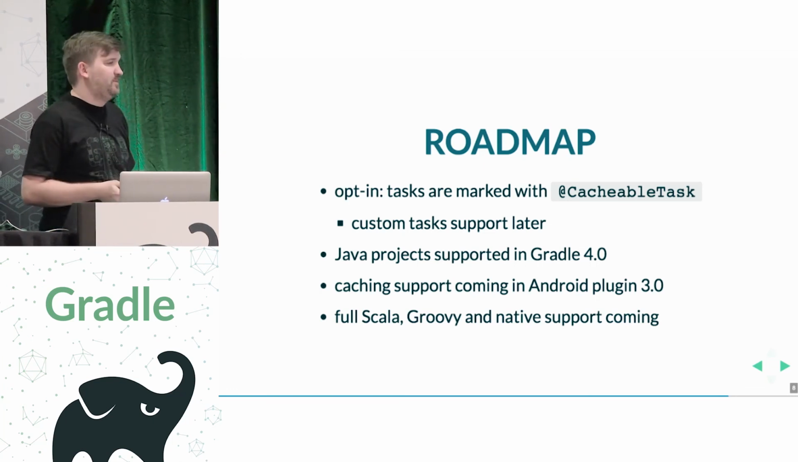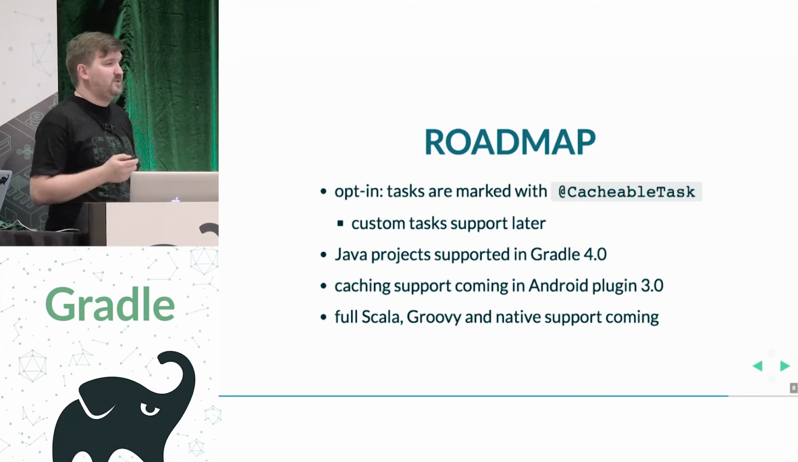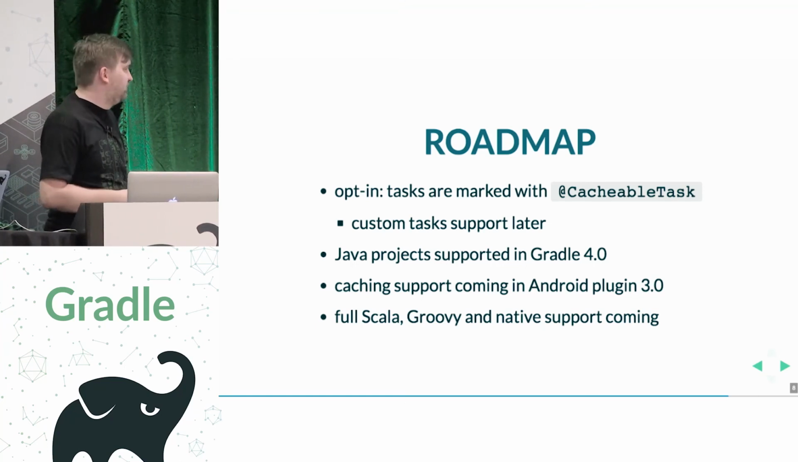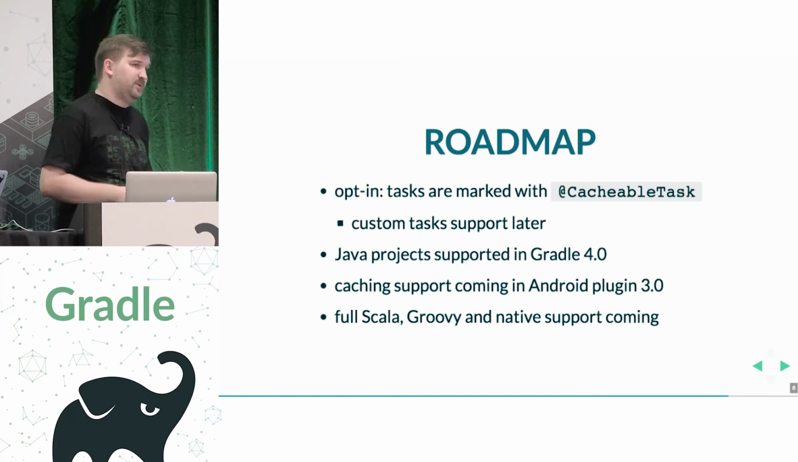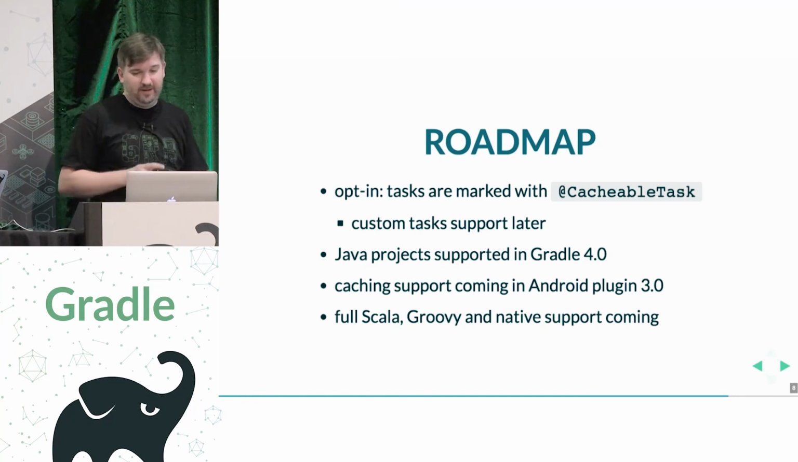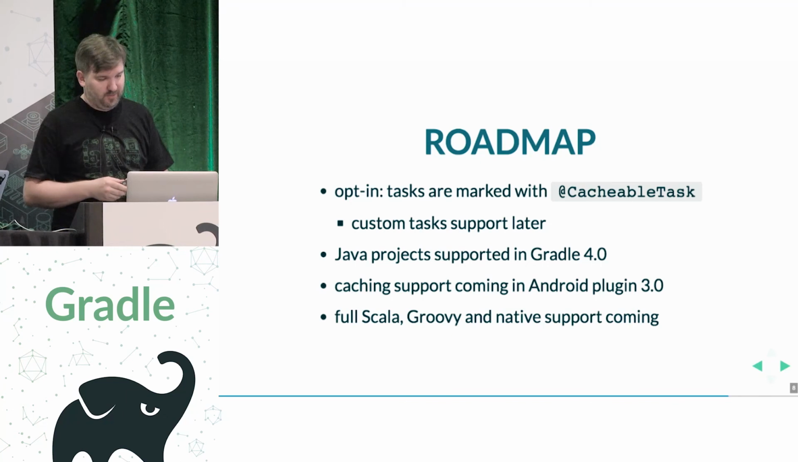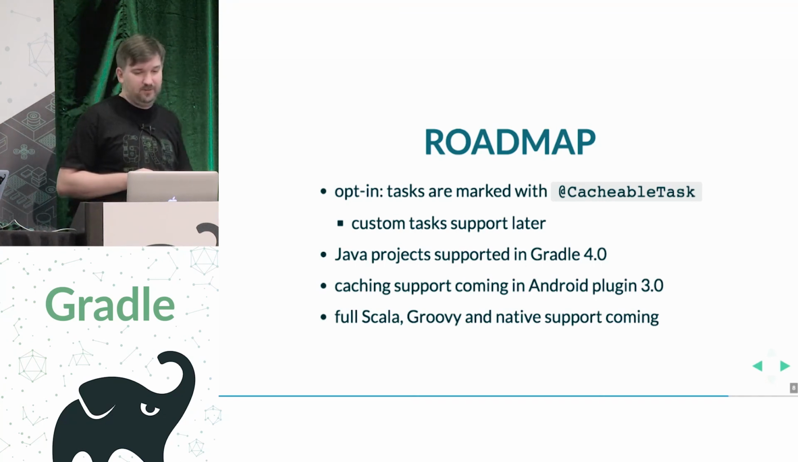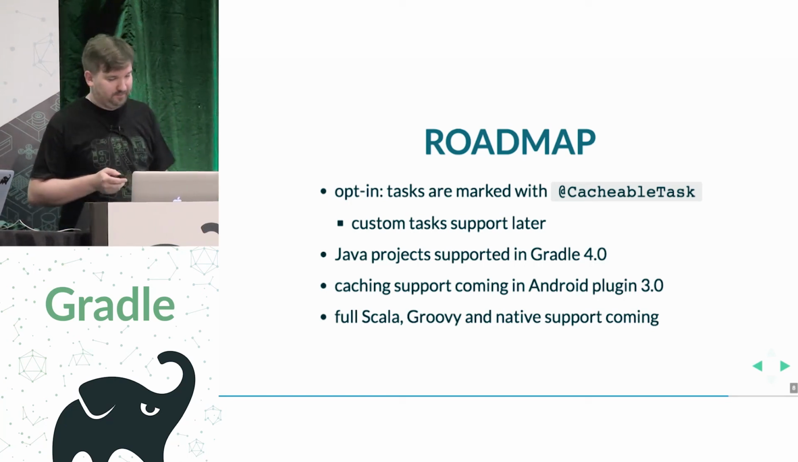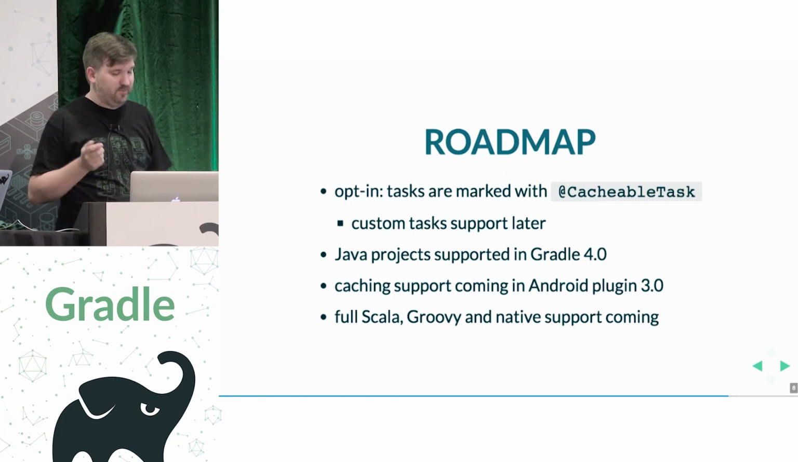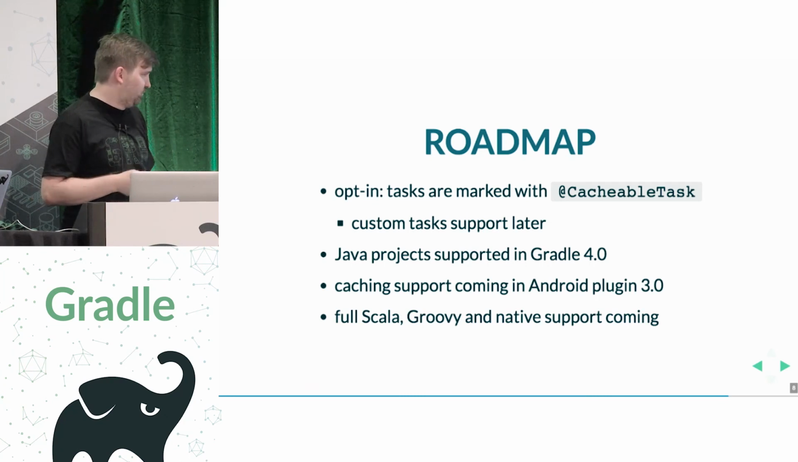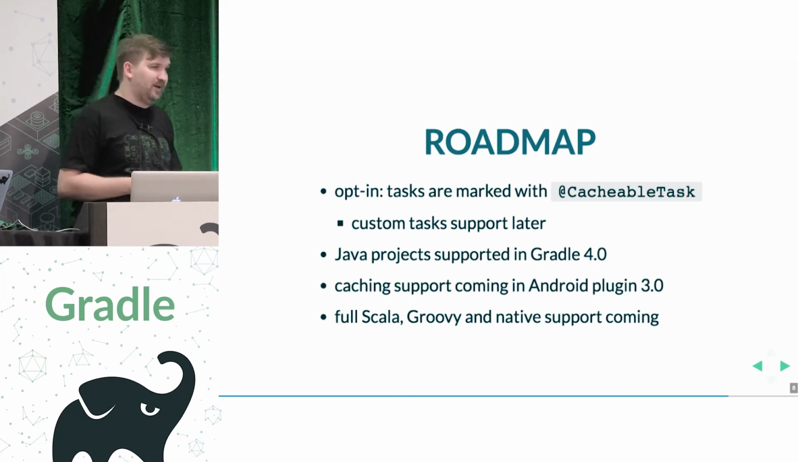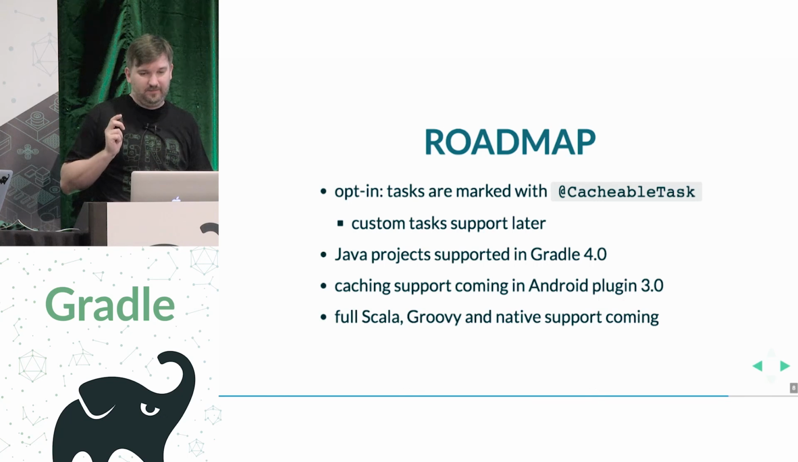But we have support built into Gradle 4.0 for Java projects, so Java compilation, test execution, all the code quality tasks that are shipped with Gradle are caching aware, and Javadoc is also supported. As Hans mentioned, again, support for caching in Android is coming in the Android plugin 3.0, and we are going to ship Scala, Groovy and native tool chains with caching support in Gradle soon as well.